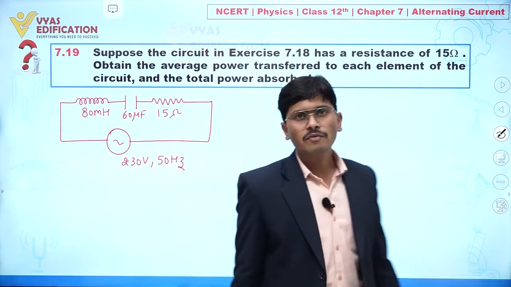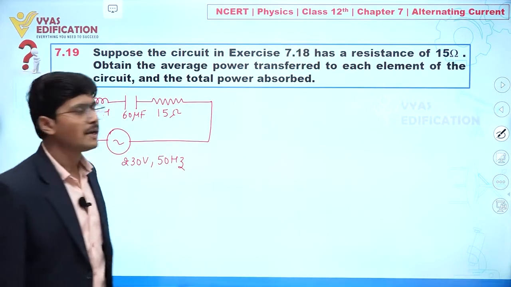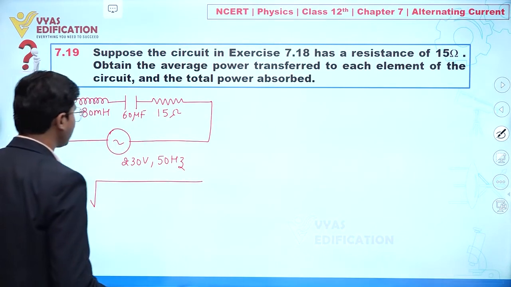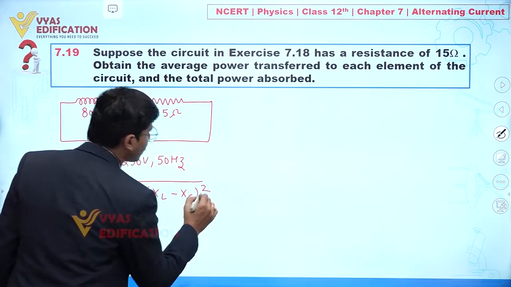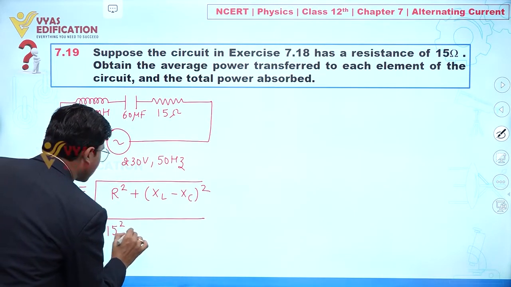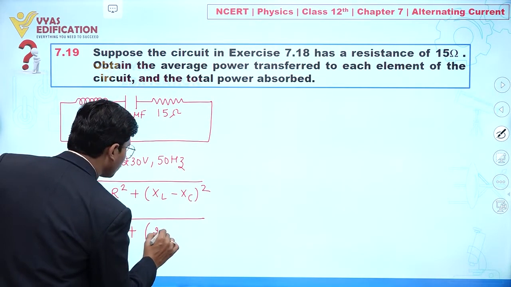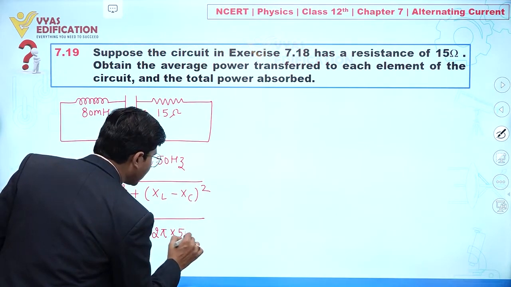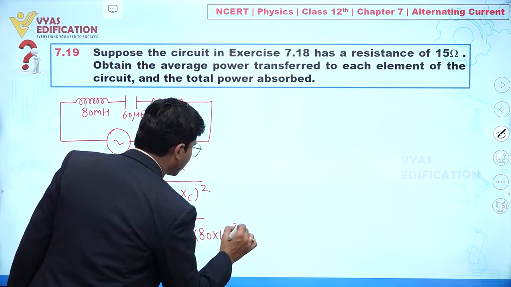Now what is our objective in this question? We have to obtain average power. It means first of all we will find the impedance of this circuit. Impedance is given by Z equal to the square root of R square plus (XL minus XC) whole square. You can also write it like this: 15 square plus, what about XL and XC? XL is equal to omega L, and omega is given by 2 pi F. And L is given to you, 80 millihenry, so 80 into 10 to the power minus 3.